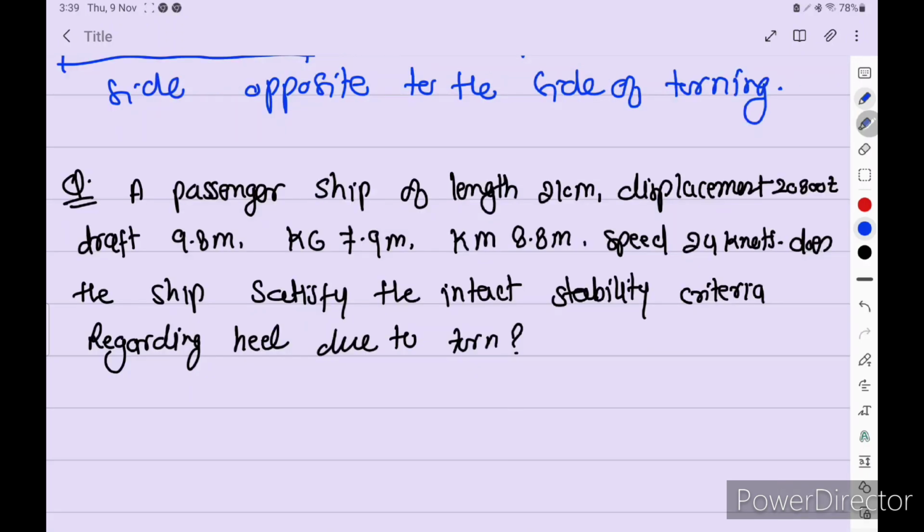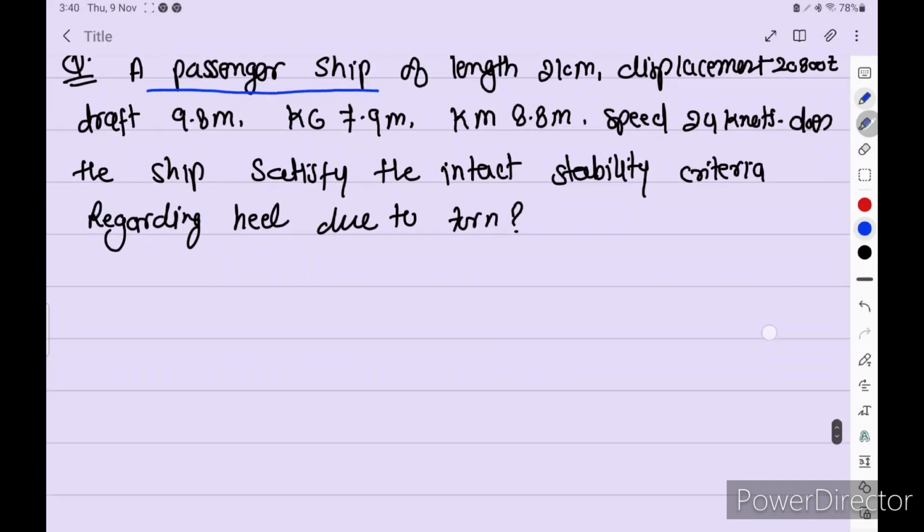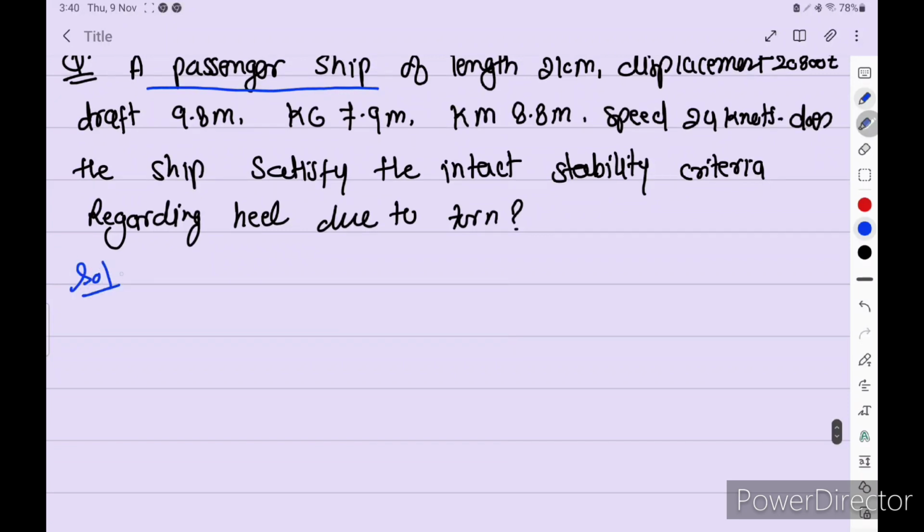Okay. A passenger ship of length 210 meter, displacement 20800 tons, draft 9.8 meters, KG 7.9 meters, KM 8.8 meter, speed 24 knots. Does the ship satisfy the intact stability criteria regarding heel due to turn? So if you see this question, the passenger ship is given, so the formula will change. The second type of formula we'll discuss in this video.